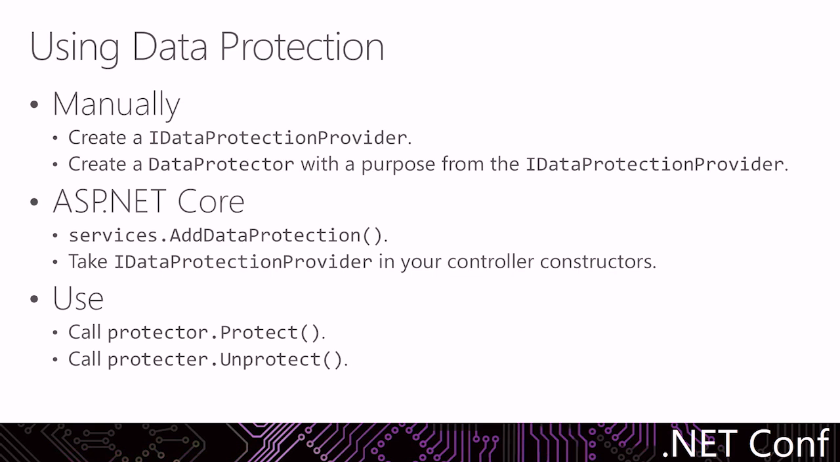You can use data protection yourself. You create a data protection provider. You inject it into your controller, and then you create a data protector from it, and you set a purpose, and purposes, like I say, are used for isolation. In ASP.NET Core, you just do services.AddDataProtection, and then you call .Protect and .Unprotect. There's no specifying keys, there's no specifying algorithms. It's just like, here's what I want you to protect, go do your magic, and then here's the protected stuff, unmagic it.